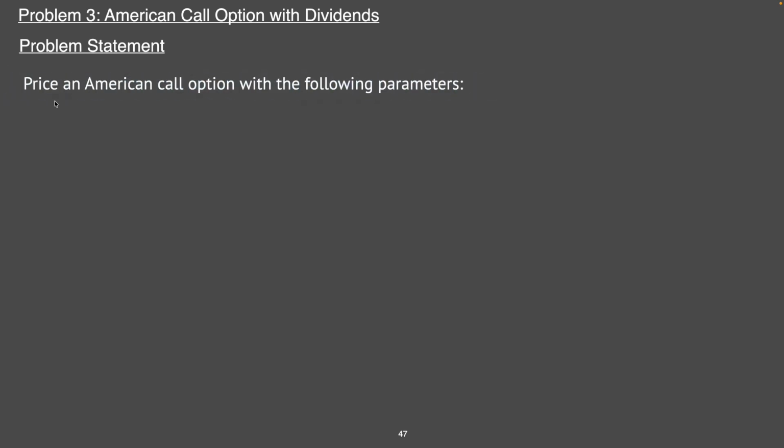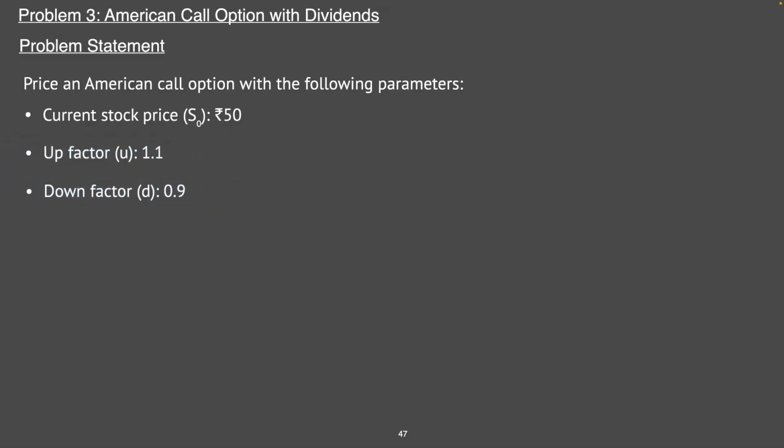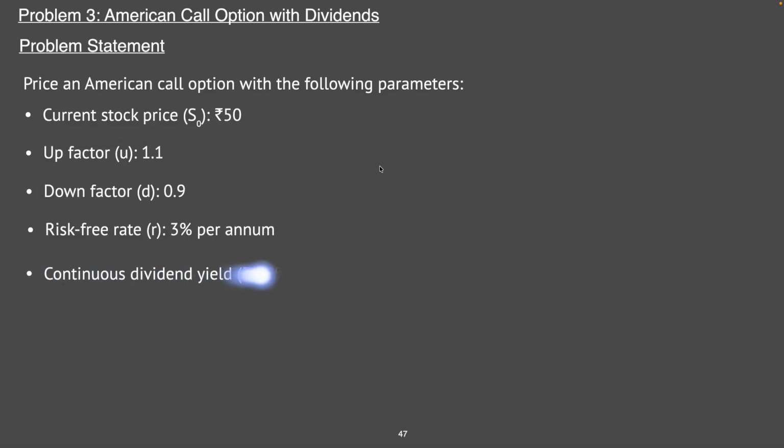What is the problem statement? Price an American call option with the following parameters. Current stock price 50, probability of up move is 10% and probability of down move is equally 10%. Risk free interest rate is 3%, and here they have given dividend yield rather than the dividend. So this dividend yield is 2%. This gets reduced from the risk free rate while we are calculating the risk neutral probability.